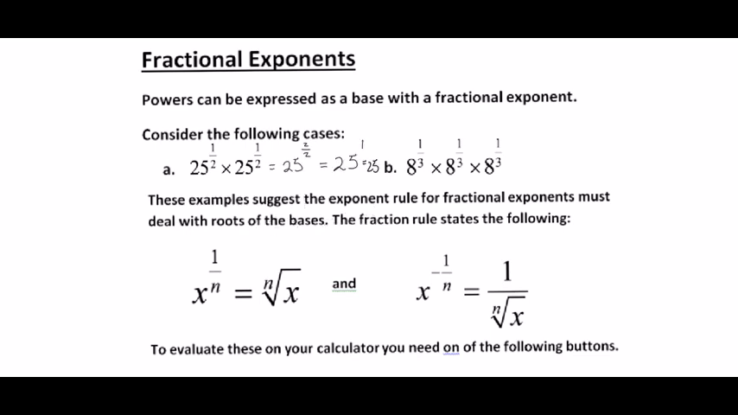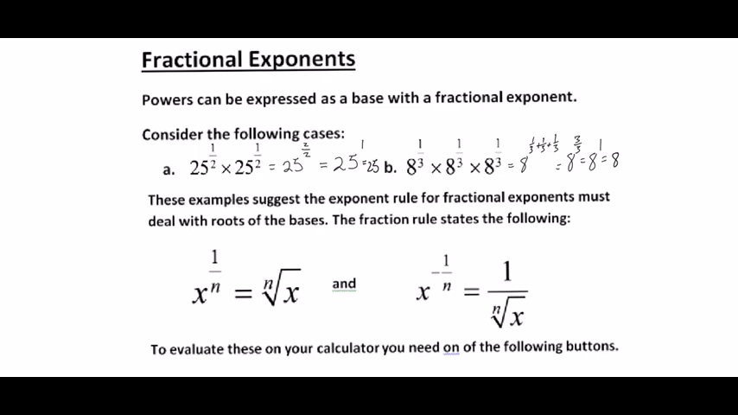We can do the same for our 8 to the 1/3 multiplied 3 times. Now we have 8 repeated 3 times, so we have to add the exponents 3 times. So we have 8 to the 1/3 plus 1/3 plus 1/3, which is just 8 to the 3/3, which is just 8 to the 1, which is just 8.